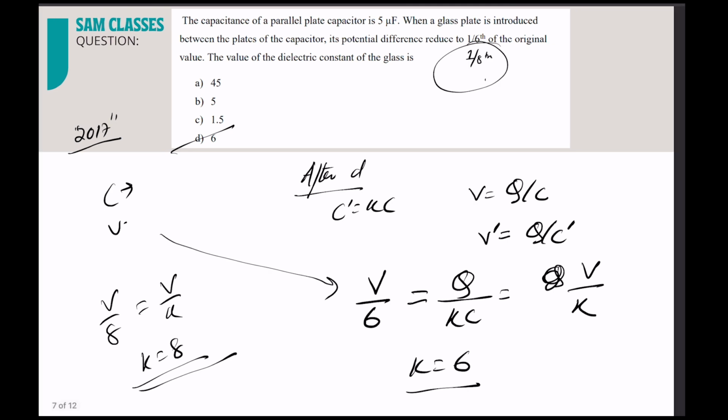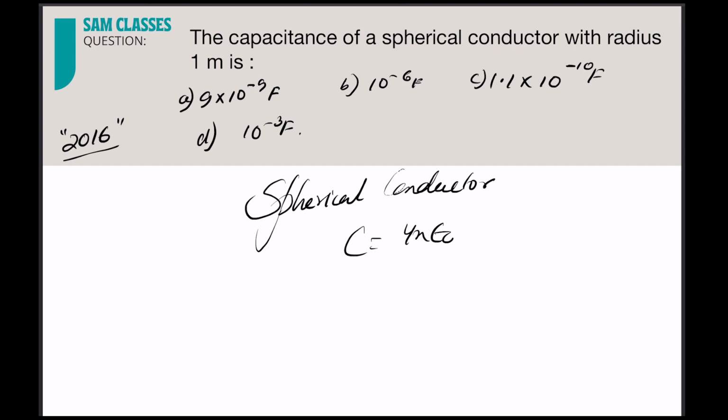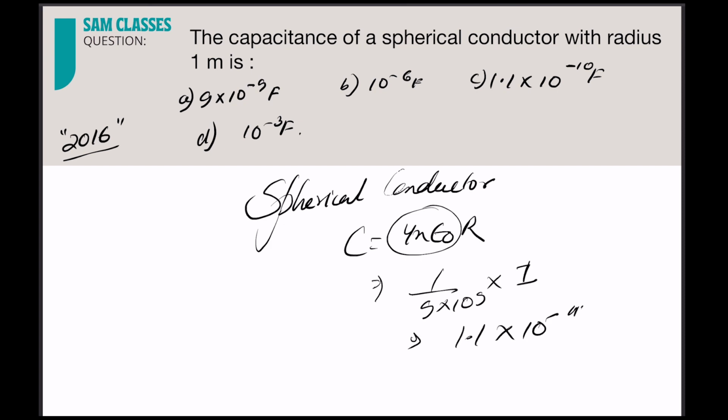Now, next. The capacitance again of a spherical conductor, this time they gave the radius. Very important question for them. I don't know why, but it is a favorite of theirs. Spherical conductor, just mug it up properly. C is equal to 4 pi epsilon naught into R. 4 pi epsilon naught value is 1 by 9 into 10 power 9, and radius is 1. So if I solve it, I'll get 1.1 into 10 power minus 10 farad.